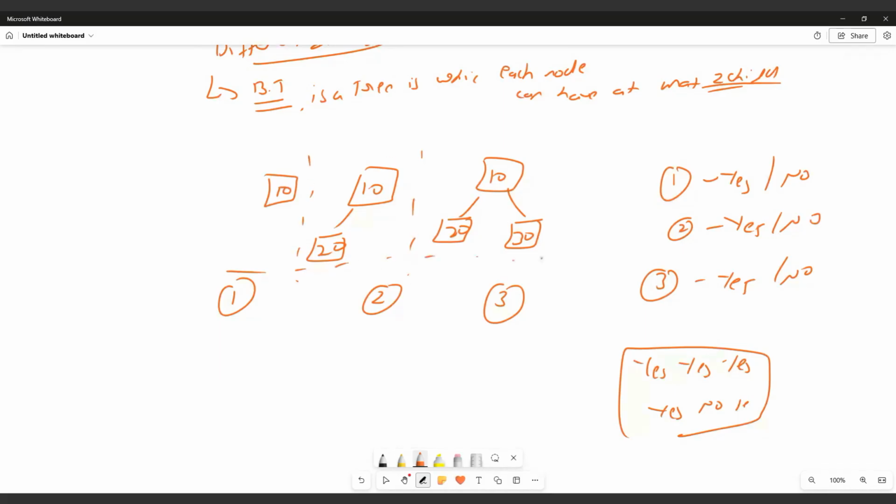And what are binary trees? A tree in which each node can have at max two children. So class, what is your answer? Yes, yes, yes. Surya is saying yes. So we have yes, yes, yes. The meaning is these all are binary trees.